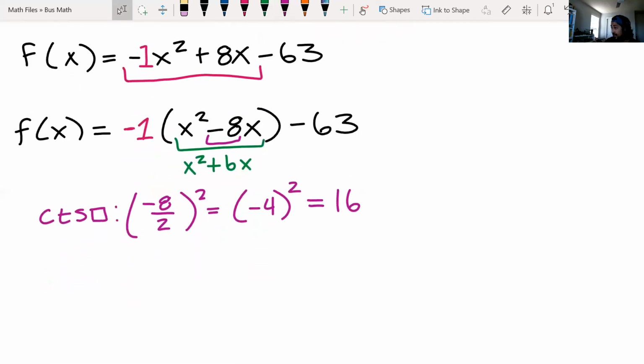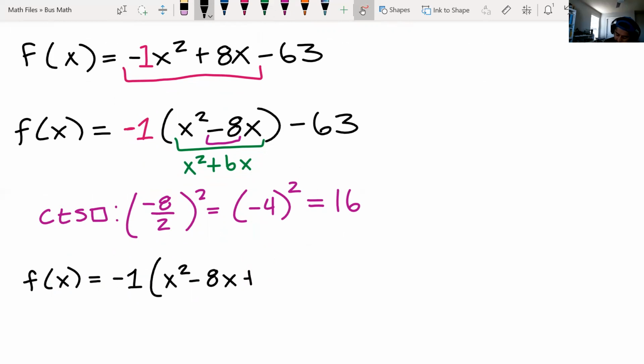And now we're going to take that 16 and add it and subtract it on the same line. But here's where I say it's a little tricky. Because now you still have that -1 out in front, but inside you're going to have x squared minus 8x plus 16 minus 16, close parentheses, minus 63. Okay. So all of this is inside the parentheses.